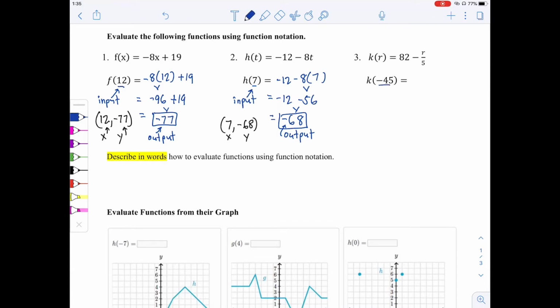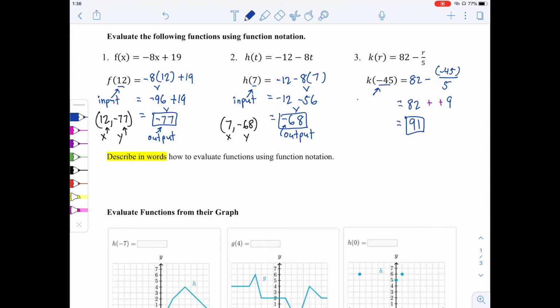Number 3, same thing. Negative 45 is our number, so we substitute negative 45. So 82 minus, and our r is now negative 45 over 5. Now we're going to calculate that out. Bring down 82 minus, and then negative 45 divided by positive 5 is negative 9. Then we have two negatives, and double negatives next to each other is always plus, positive. So 82 plus 9 is 91.